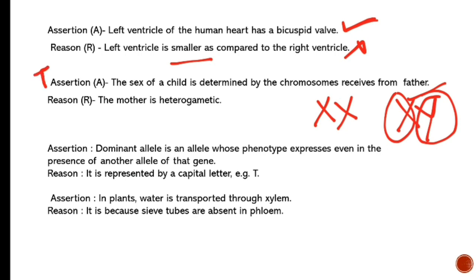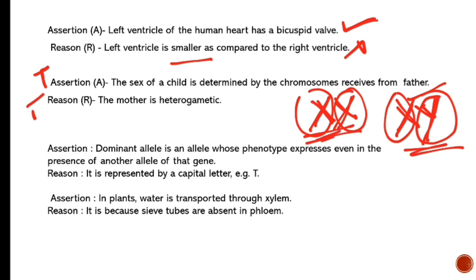Now the next reason statement says that mother is heterogametic. Now just now I told you that mother carries two chromosomes which are very similar. So this is homogametic and it is not heterogametic. Alright. So they are of the same type. Whereas father, if you see, father is having X chromosome and one Y chromosome. This condition is called heterogametic. Whereas mother is homogametic. Okay, so this statement is false. So the assertion is true, whereas the reason is false. Okay, moving on to the next statement.